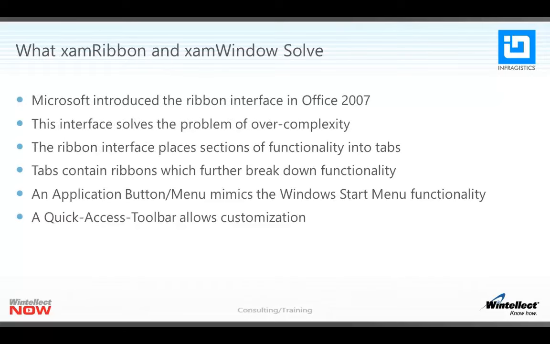Microsoft introduced the ribbon interface with Office 2007. This interface solves the problem of the overcomplexity of using hierarchical menus for presenting all the functionality of a large application. The ribbon interface places sections of functionality into tabs. Each tab contains ribbons which further break down the functionality into logical pieces. An application button or menu mimics the Windows Start menu functionality for placing application-specific functions. And lastly, a quick access toolbar allows the users to customize their own toolbar.